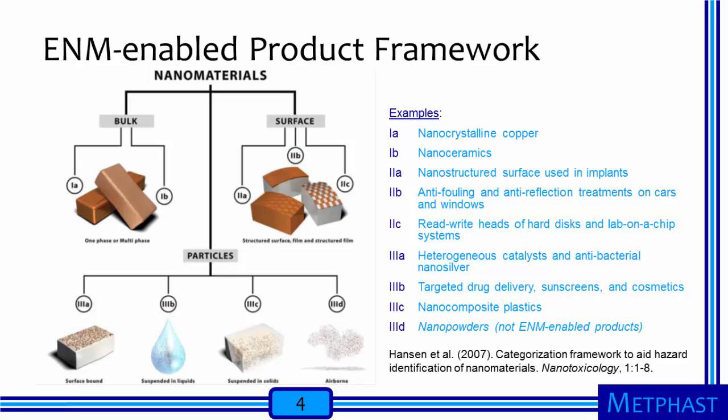Products with nanostructured surfaces include those in which the surface is nanostructured but is the same material as the bulk underneath, as seen in medical and dental implants, those in which an unpatterned film covers a bulk support layer of another material, like anti-fouling and anti-reflection coatings, and those in which a nanostructured film covers a substrate of another material, as seen in read-write heads and lab-on-a-chip systems.